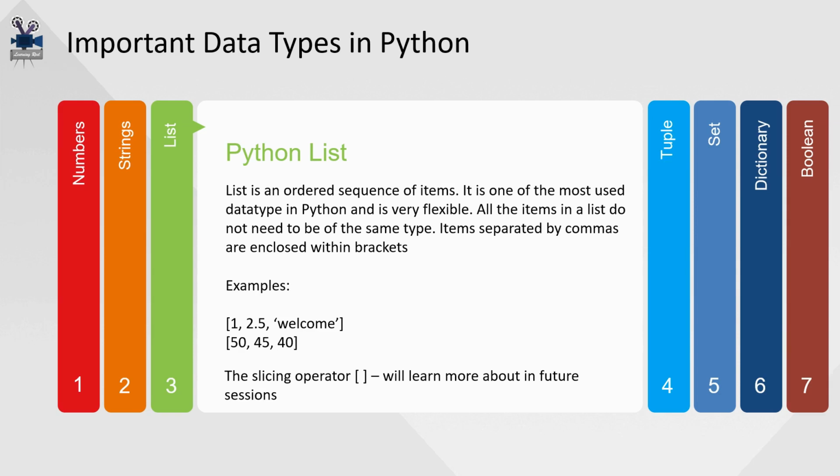The last line, what you see over here, is around the slicing operator, right? So you can access the list items by referring to the index number. And the slicing operator is a very important factor, which we will learn when it comes to how we extract the information within a list using the slicing operator.